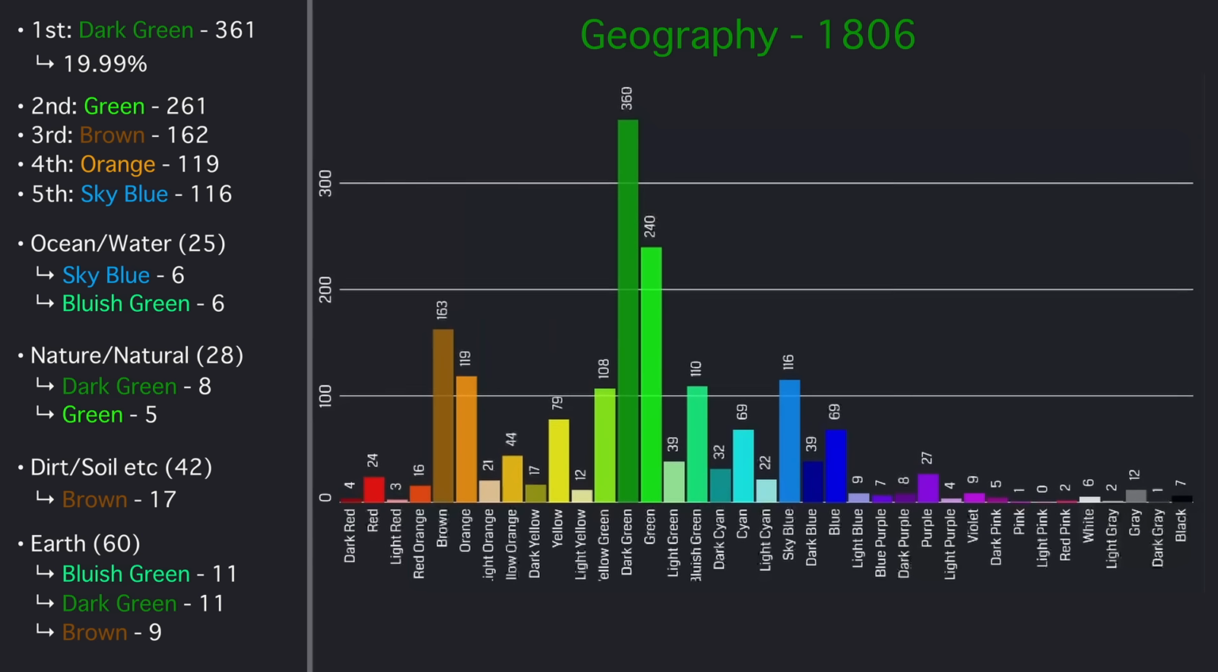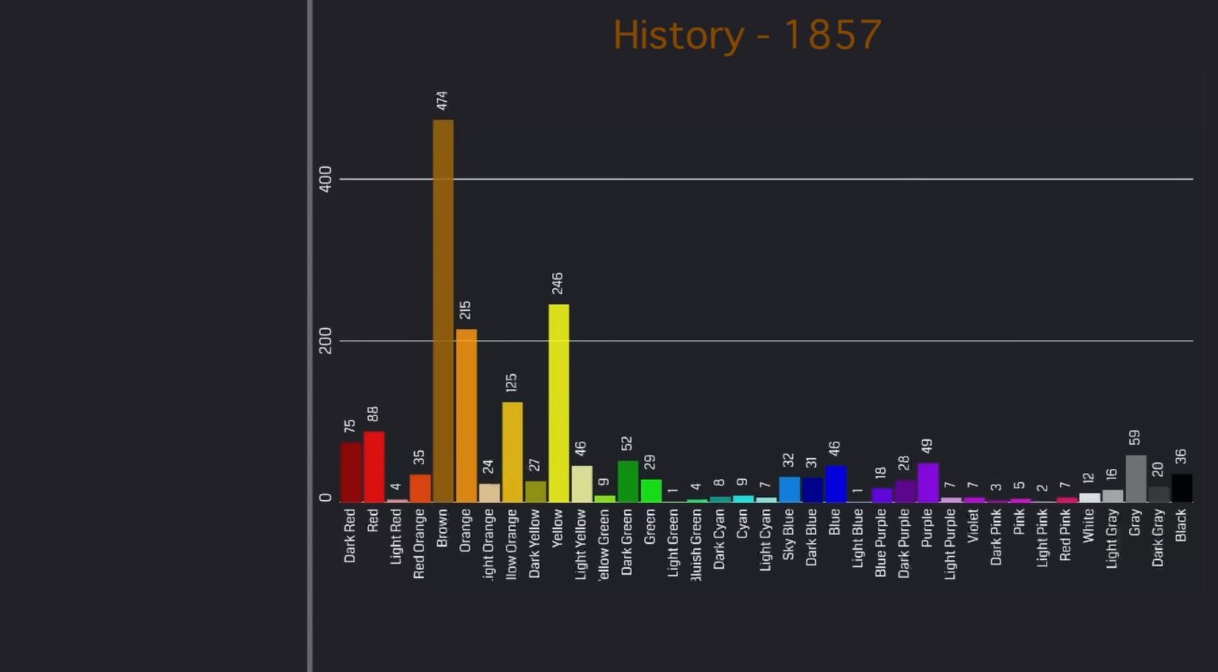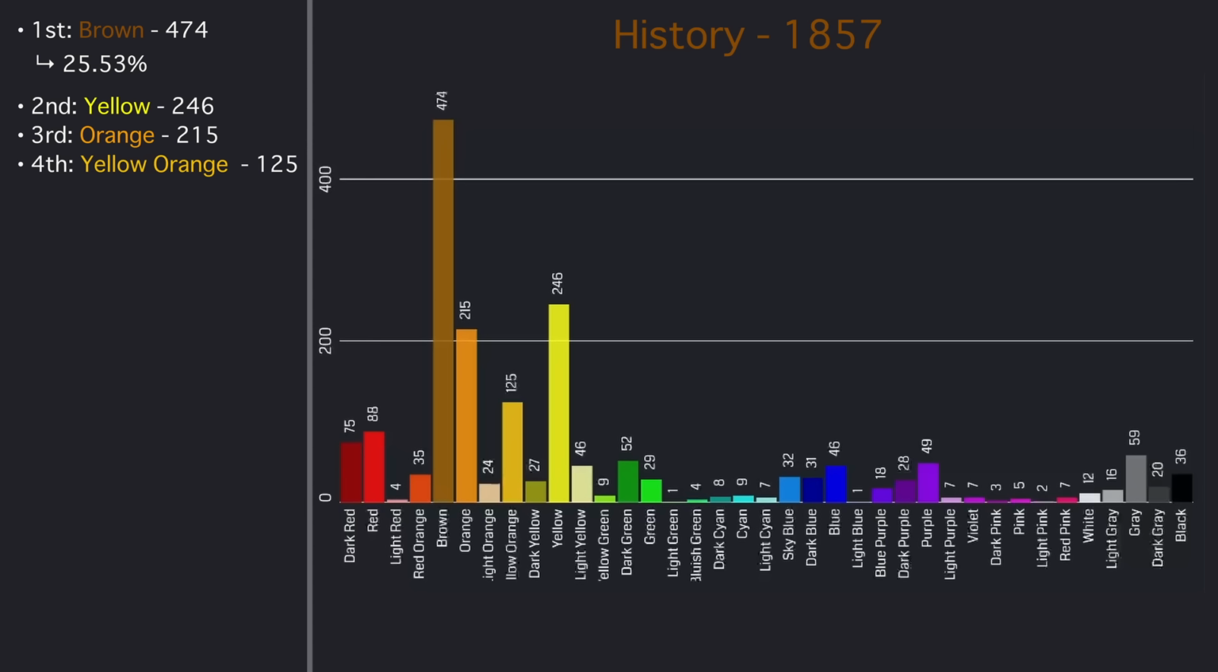The fourth most submitted to subject was history, with 1,857 submissions. History had a clear winner, with brown being submitted the most out of any other color at 474 submissions, or 25.53% of all submissions. It's the first subject where the winning color had over a quarter of the submissions. In second place, we had yellow with 246 submissions, then orange in third with 215, yellow-orange in fourth with 125, and finally red in fifth with 88.